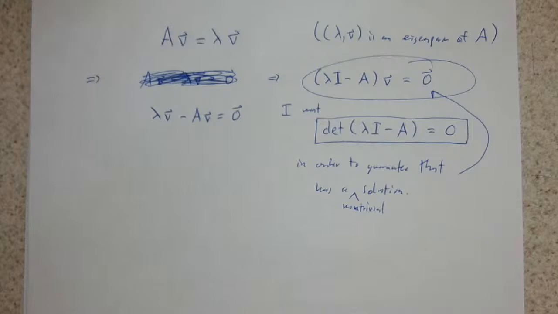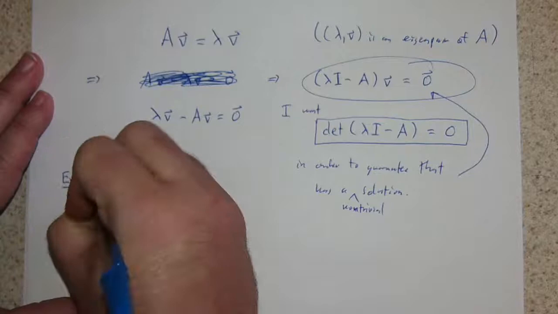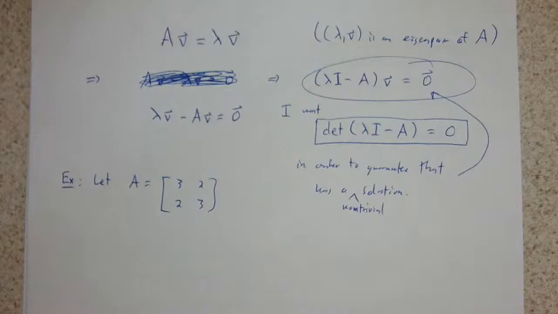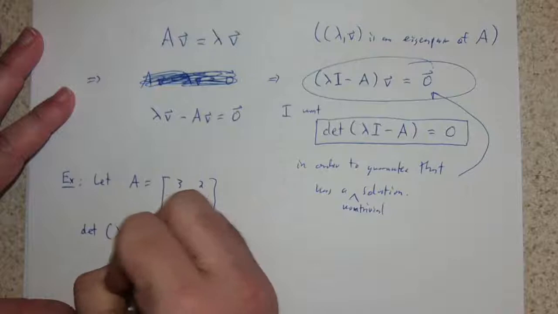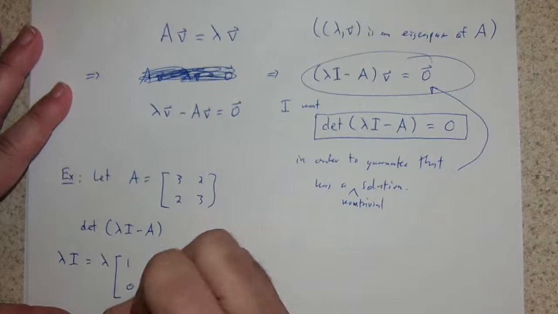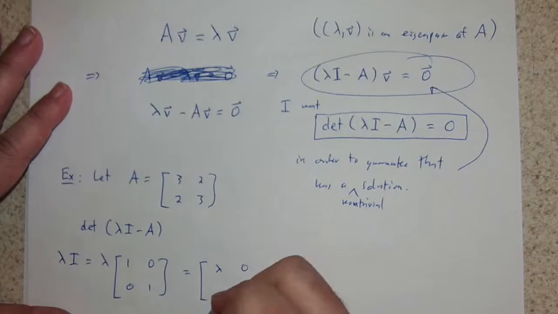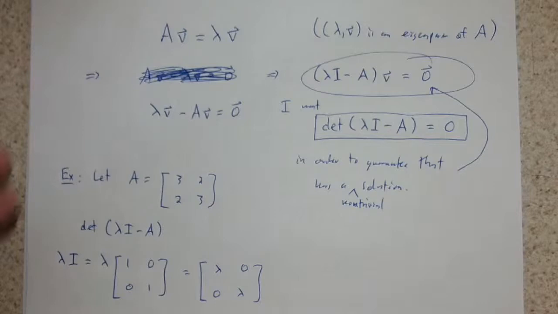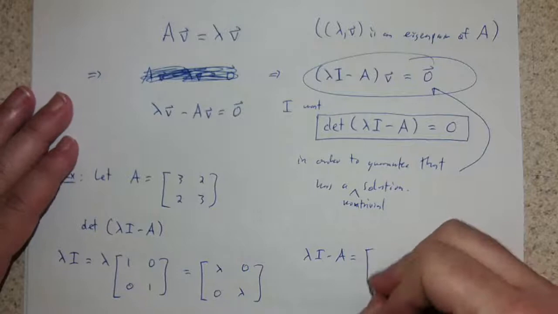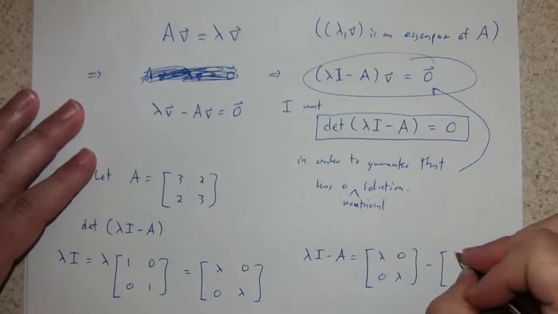What kind of object is this though? Let's do a quick example. Let A be equal to 3, 2, 2, 3. What is the determinant of lambda I minus A? Well, first of all, what is lambda times I? This is the number lambda times the identity matrix 1, 0, 0, 1. So that is lambda, 0, 0, lambda. So lambda I minus A is lambda I, which is lambda, 0, 0, lambda, minus A, which is 3, 2, 2, 3.